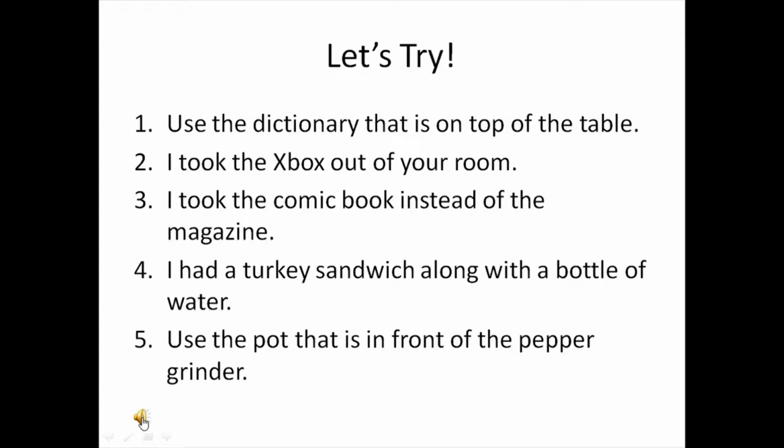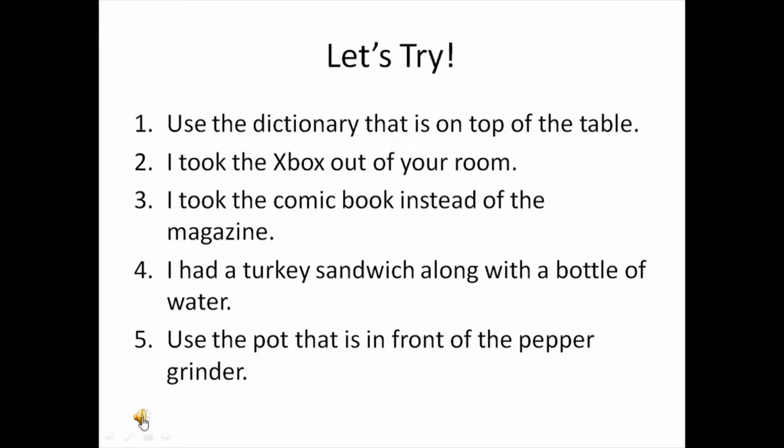Alrighty, now let's put those compound prepositions into use. Let's give a couple of these a try. So, number one, use the dictionary that is on top of the table. Now remember, a preposition relates one word to another one. So it's going to tell us where something is or what time we're going to be doing something. So just keep those things in mind.